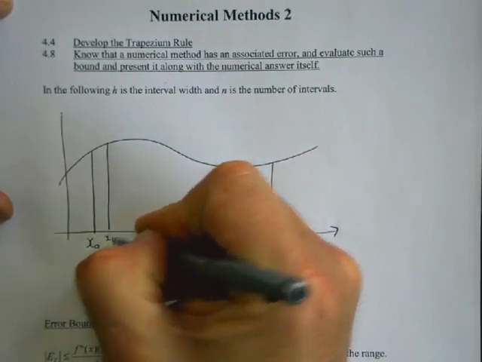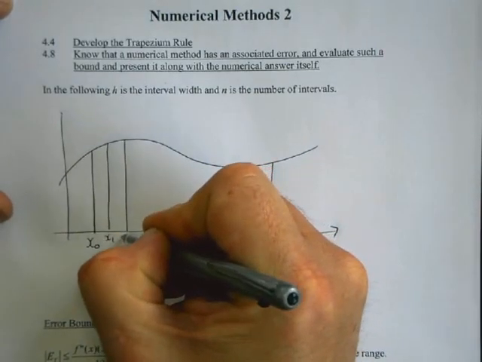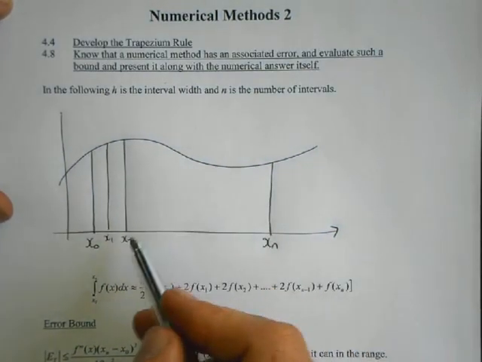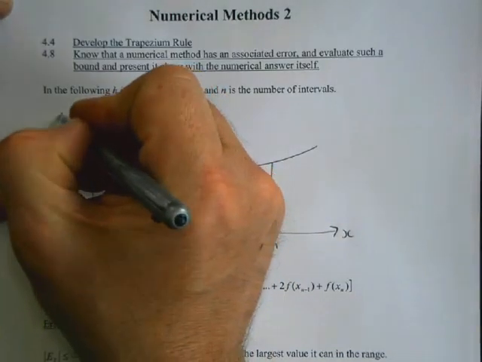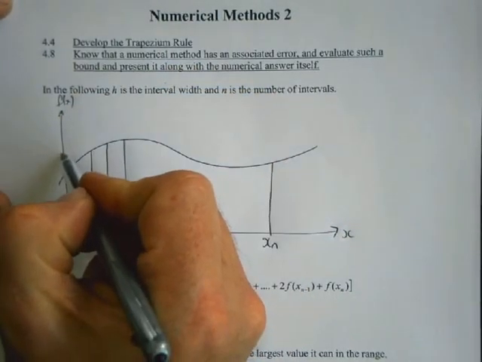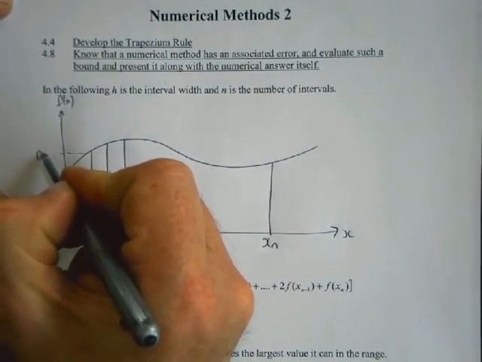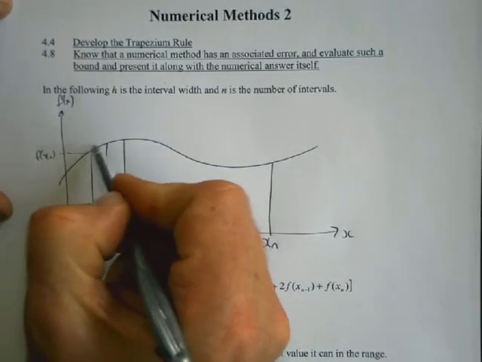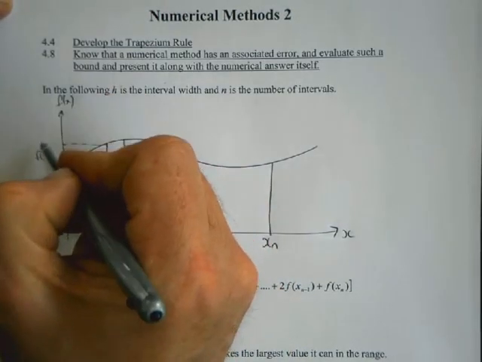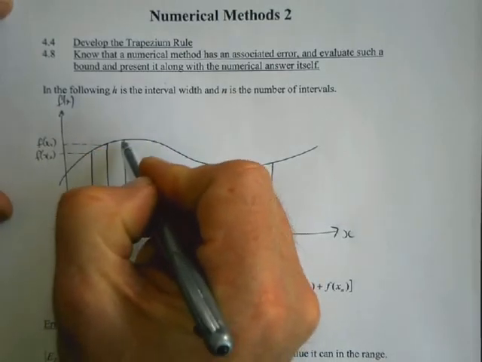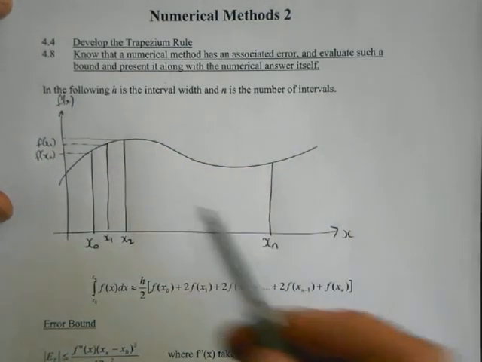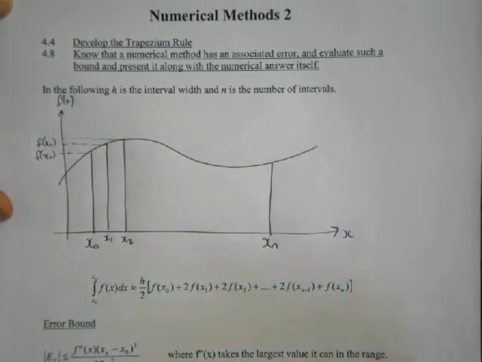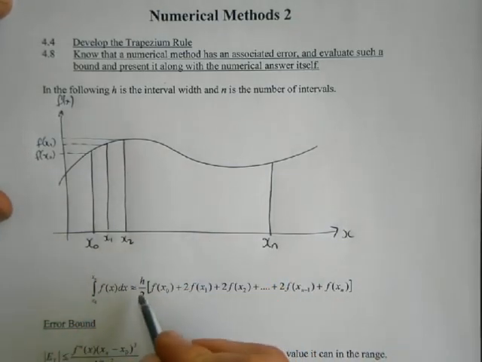So we have x1, x2, etc., all the way up to xn, and so this is our x-axis, this is our whatever our function is. So this point here will be the function value of x0, this will be the function value of x1, this will be the function value of x2, etc. And as you can see, it gets kind of messy once you start going downhill again.